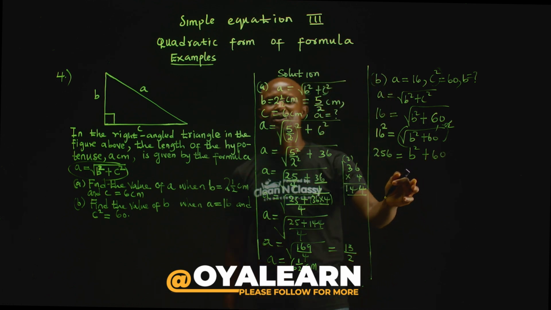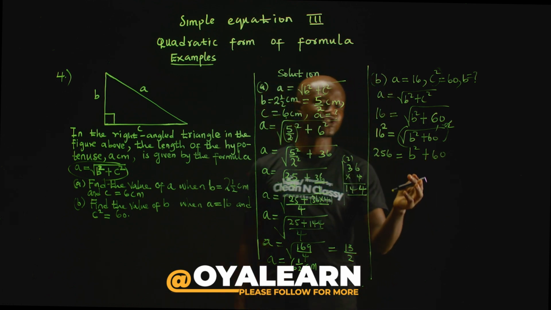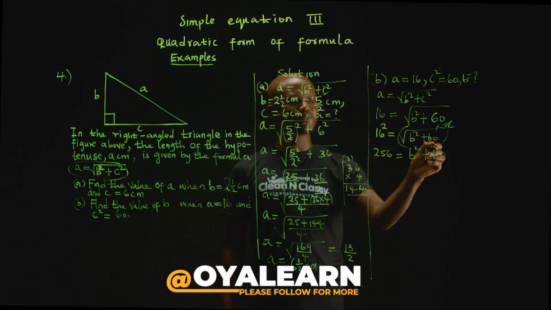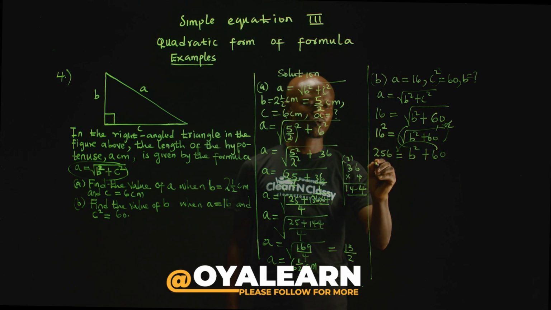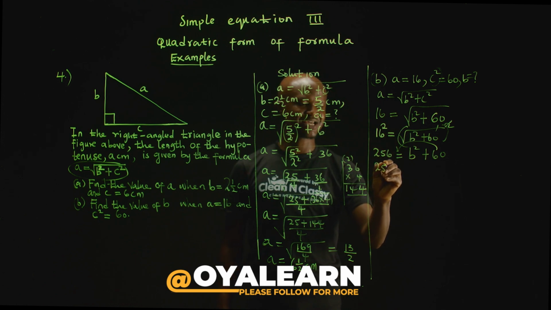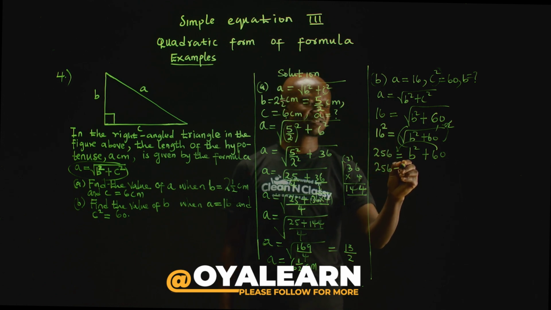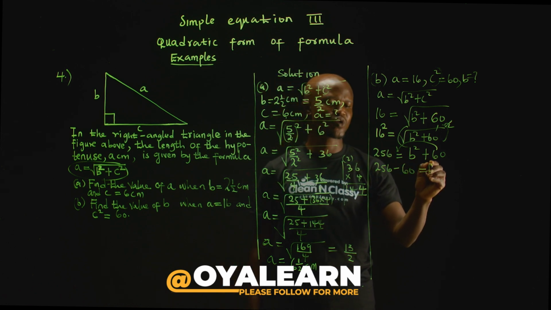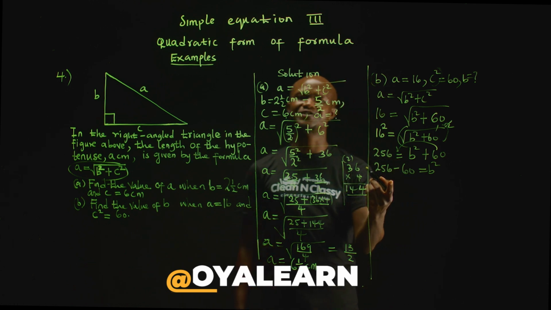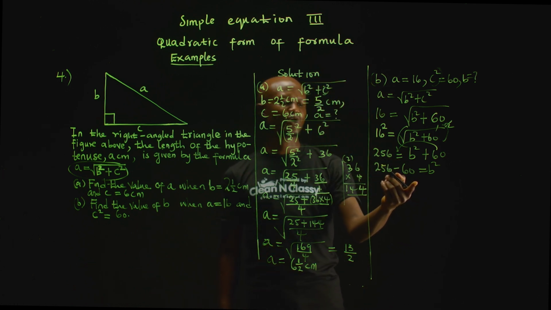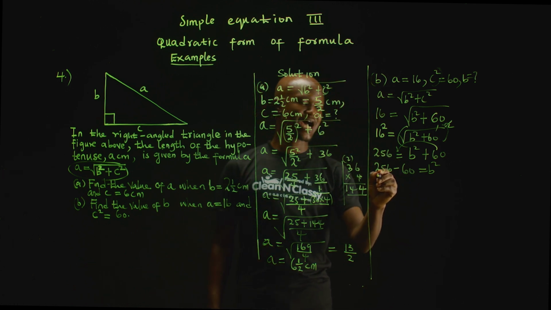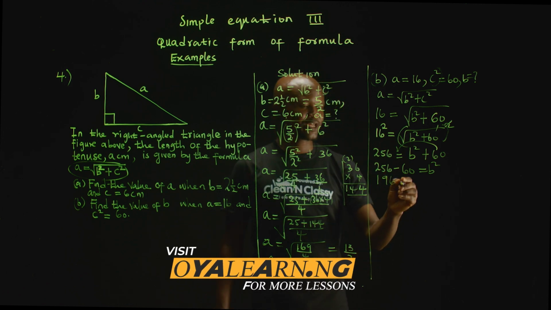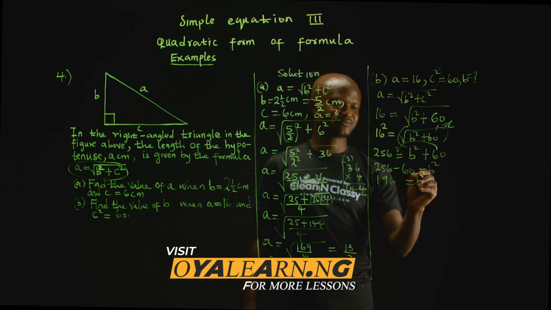Now, don't forget we are looking for b. So what do we need to do? We need to collect the like terms at this stage. It means that we have to move this plus 60 to the left. What do we have? 256 minus 60, and this will be equal to b squared. What is 256 minus 60? That will give us 196 equals b squared.